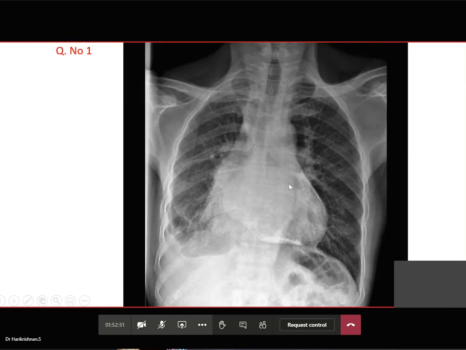Okay, what is this? This is a spotter. Tell me the diagnosis. Constrictive pericarditis. Calcification due to? Why are you saying it is constrictive pericarditis? Pericardial calcification is there, sir.